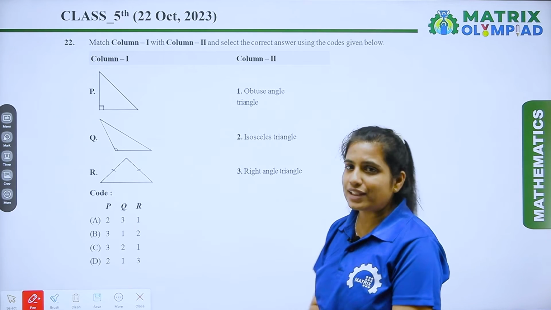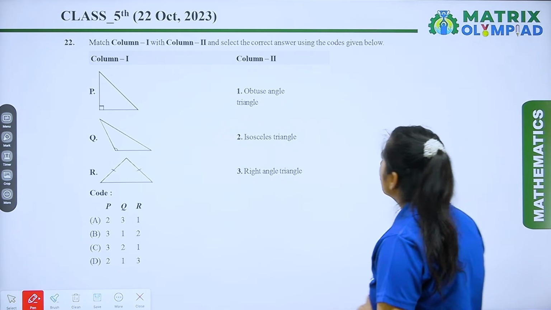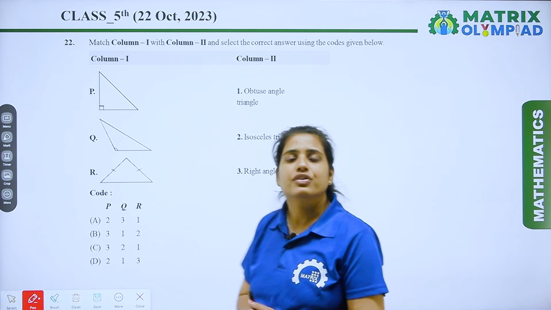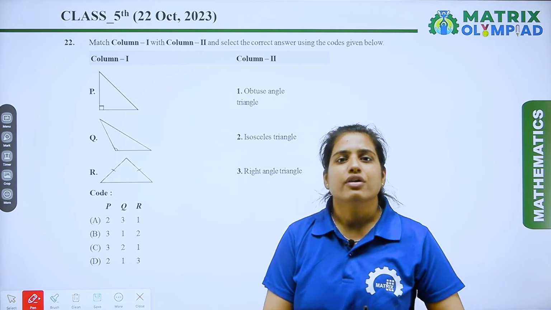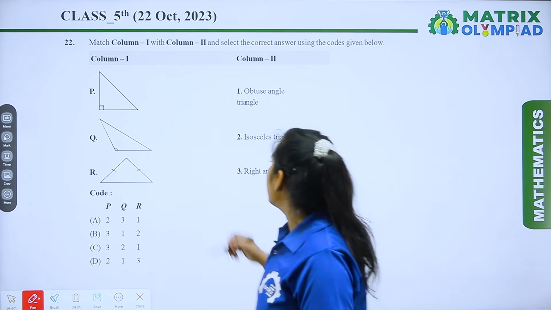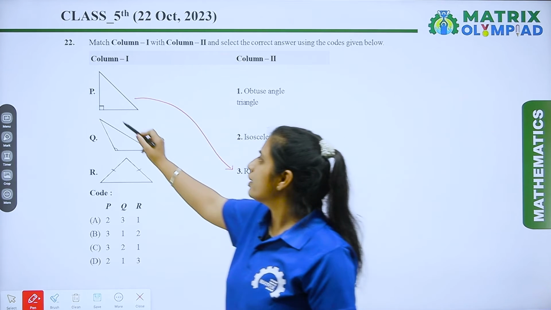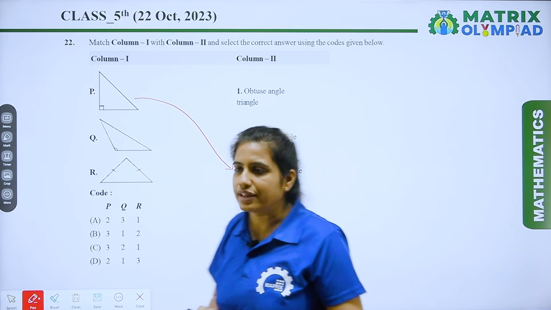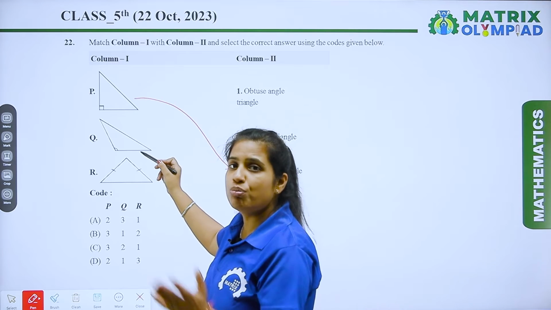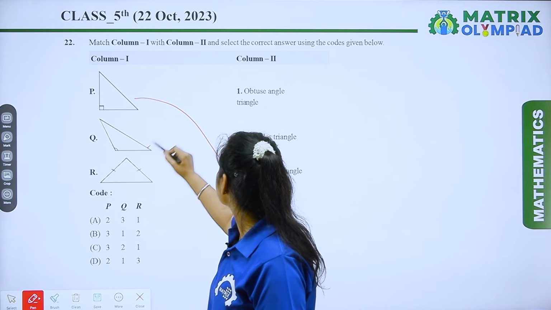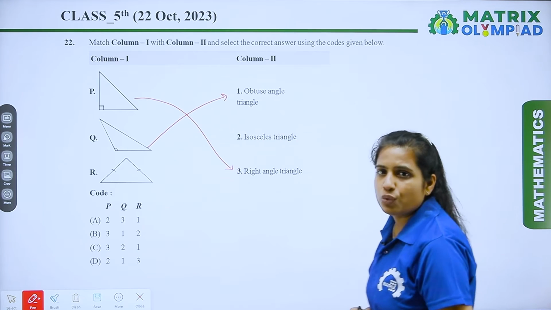Now let's begin with the next question. Match the column 1 with column 2 and select the correct answer using the code given below. Now here we have 3 triangles in column 1 and we have to match the correct name of these triangles with column 2. Now let's match them. First is right angle triangle. As we know that right angle triangle has one angle, 90 degree.